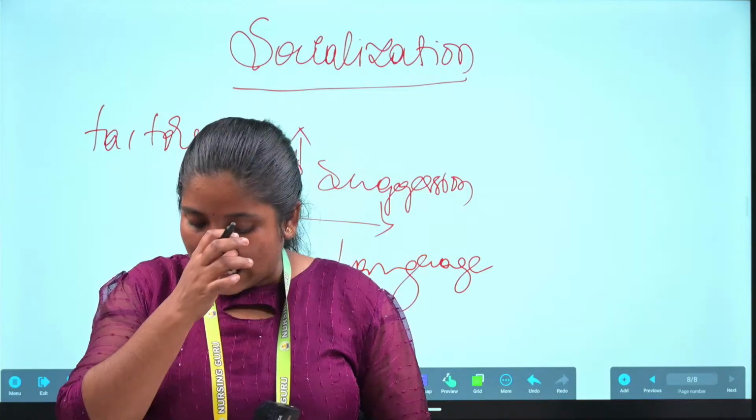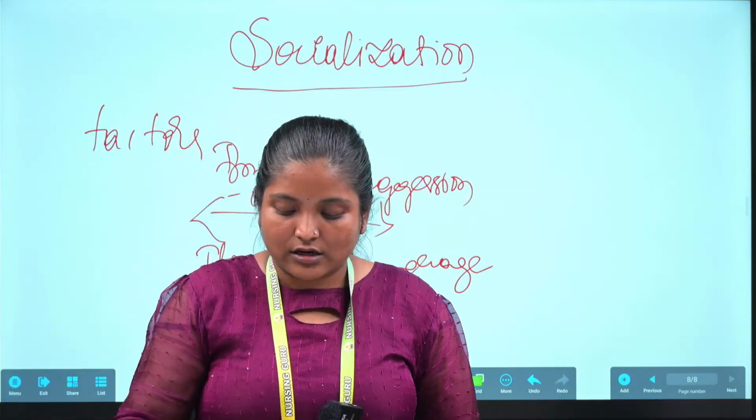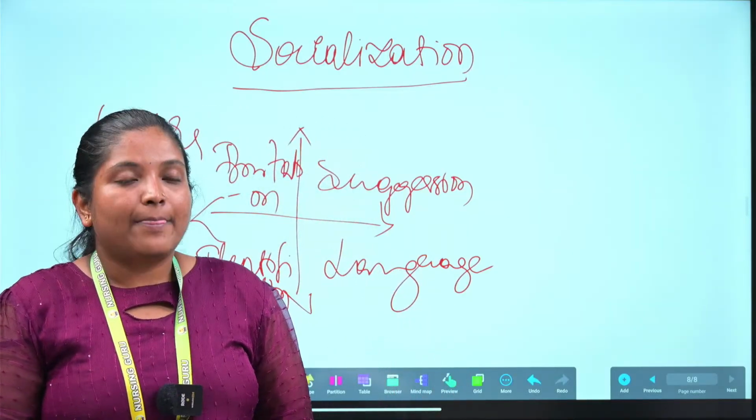This one is adult socialization. In adult socialization, the person learns according to his roles in society, for example, becoming an employee, husband, or wife. In the family, there is no need to prepare through primary and secondary socialization, but in adult socialization, they have to be prepared.